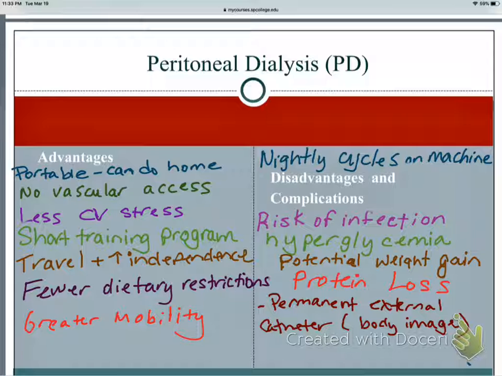And again, a lot of patients will have the option of choosing hemo or peritoneal dialysis. So this is a big reason why a lot of patients will opt for peritoneal dialysis. And of course, we talked about they can do it while they're sleeping. Of course, with everything, there are complications and there are disadvantages or risks, just like anything else.